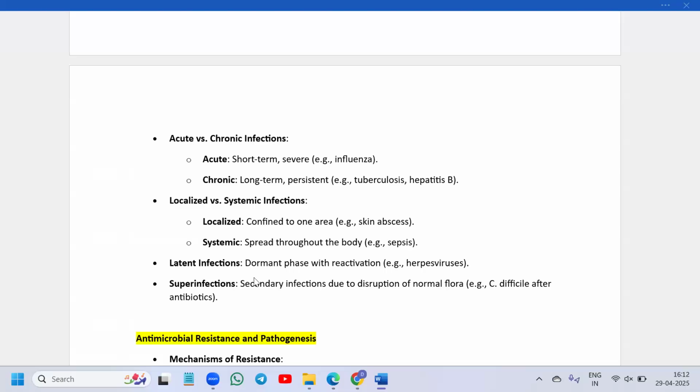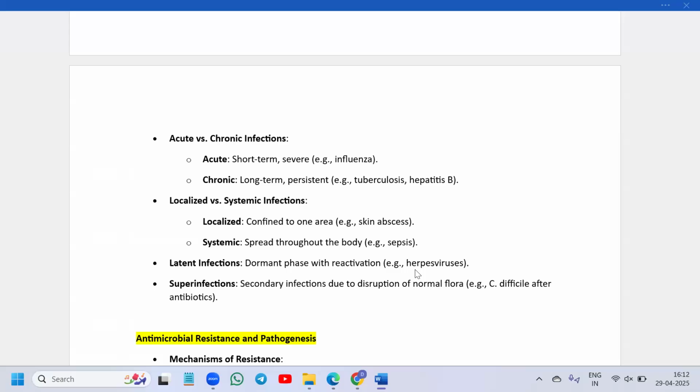Latent infection. Latent infection means what? The infection can be present for a longer period of time. It doesn't cause disease, but due to some reactivation, it is going to come out of the dormant phase. Okay, so that is, for example, herpes virus.